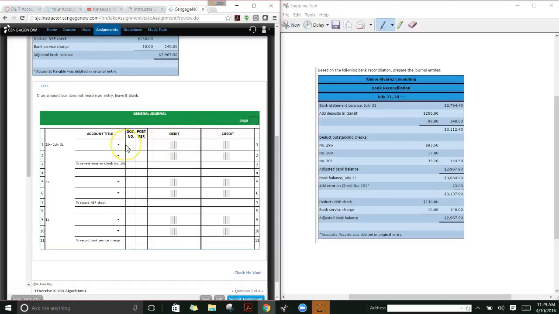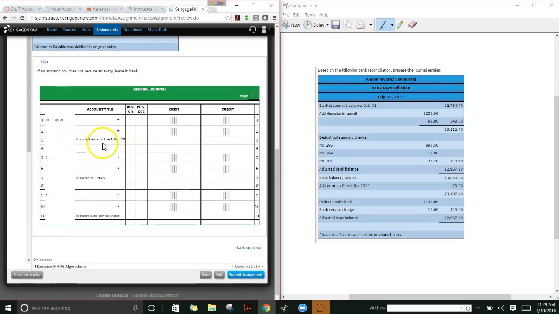Okay, so I'm going to start with looking at the correct error on check number 291. If you look at this, we need to add error on check number 291. So in other words, we have more cash. So we add cash in the amount of $23. And it was an accounts payable, and we credit that for $23.